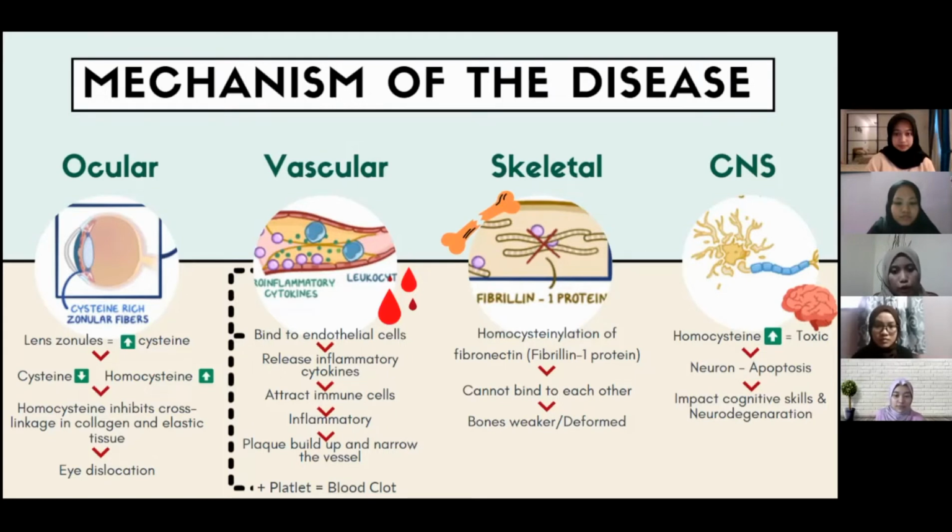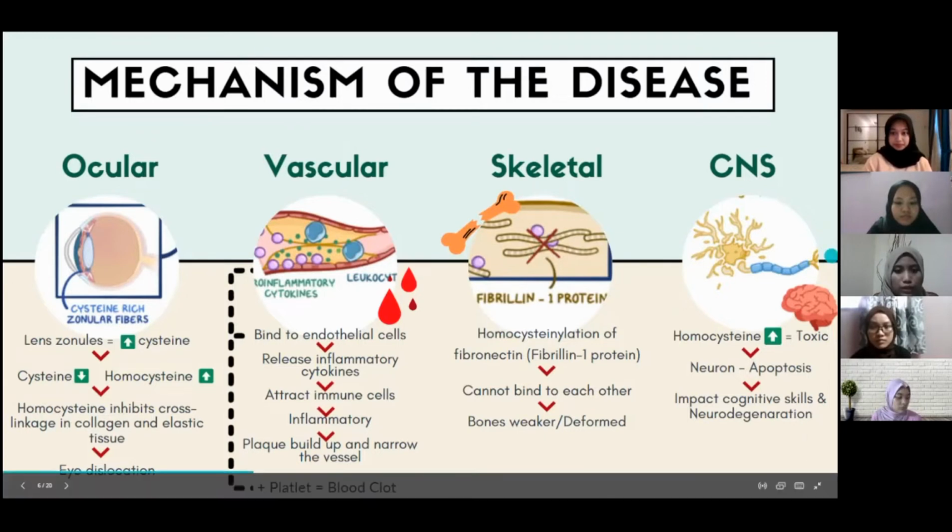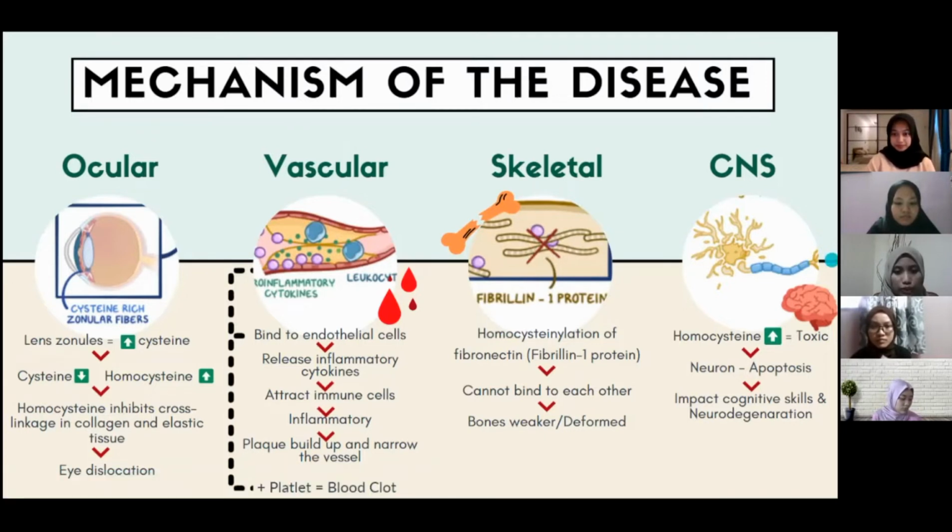However, binding of homocysteine reduces the cross-linking formation between these fibers, resulting in weaker or deformed skeletal tissue. Lastly, a high level of homocysteine is toxic to neurons in the brain. Hence, it will cause cell apoptosis to occur and lead to bigger neurological problems.